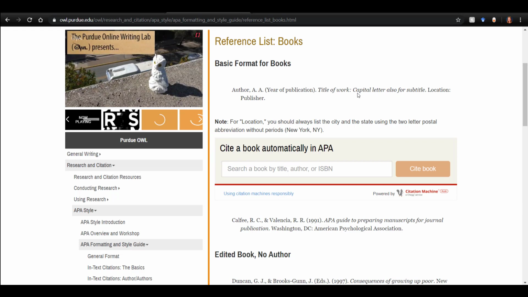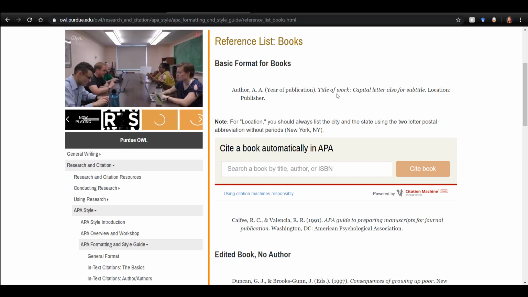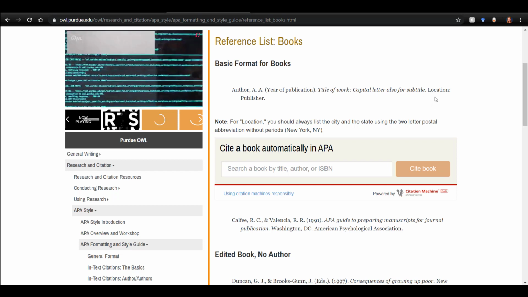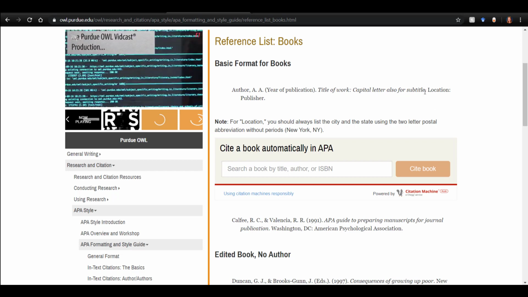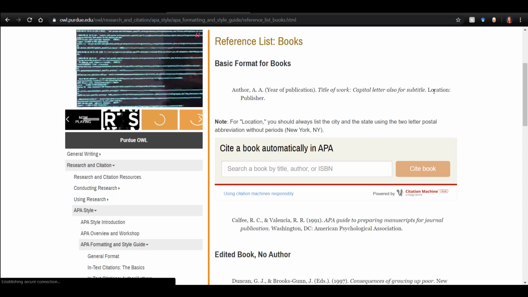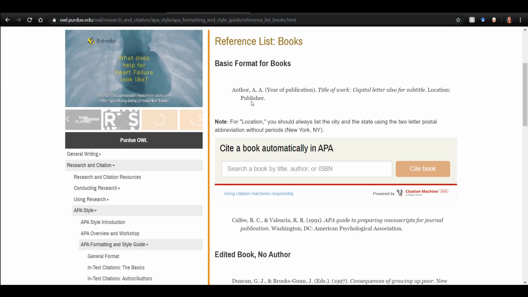Now, something very special I'll point out here is that titles in APA, and this is explained in detail on the website, when you're talking about a title of a book or a journal article or a website, you only capitalize the first word after a colon, or proper nouns. Everything else is lowercase sentence style. Then, after a period following the title, you include the location of the place the book was published and the name of the publisher itself, followed by a period.